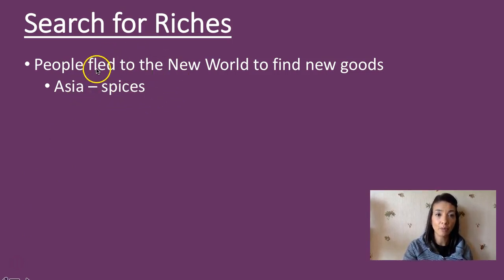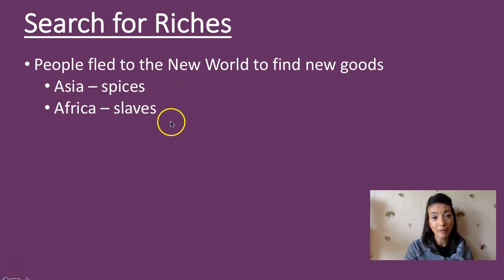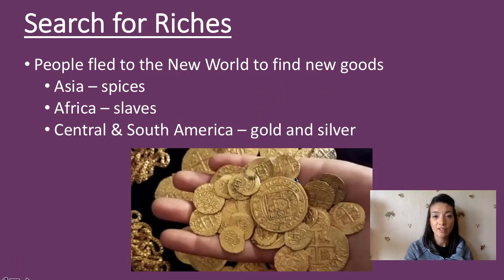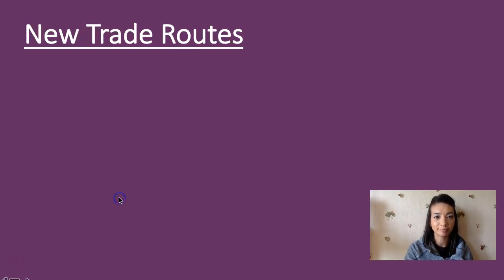And so in Asia, there were spices that especially the Portuguese were making a lot of money off of, okay? In Africa, we will talk about this even more. In Africa, people were getting rich off of owning people, off of owning and trading slaves. Okay? And then in Central and South America, especially the Spanish coming from Spain, they were getting rich off of gold and silver in the New World. Okay? So there's a picture of Spanish gold.